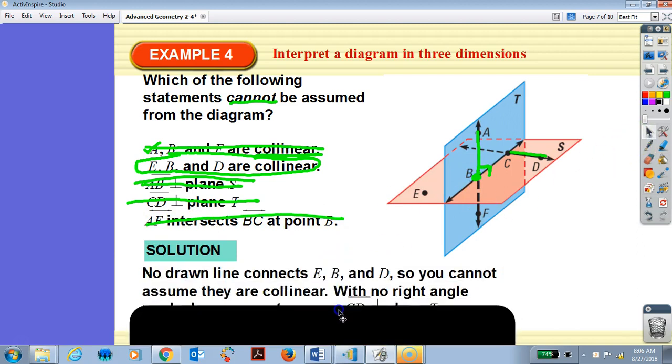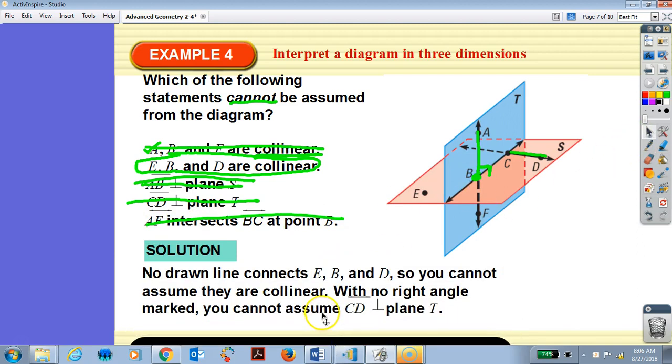Solution. Oh wait, you can't assume this. You know why you can't assume this? Because they didn't put the mark. So you can't assume. Even though it's here, you can't assume it. See, I fell for that one. No drawn line connects them, so you can't assume that they're collinear, and with no right angle marked, you can't assume that segment CD is perpendicular to plane T. Okay, so there's actually two.